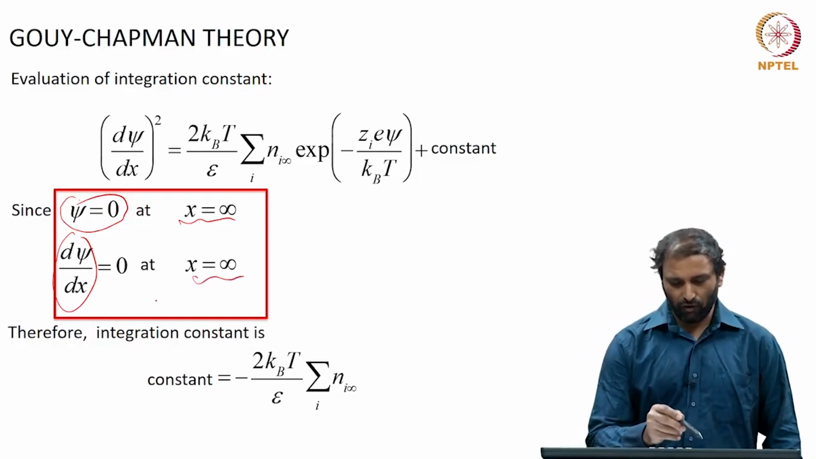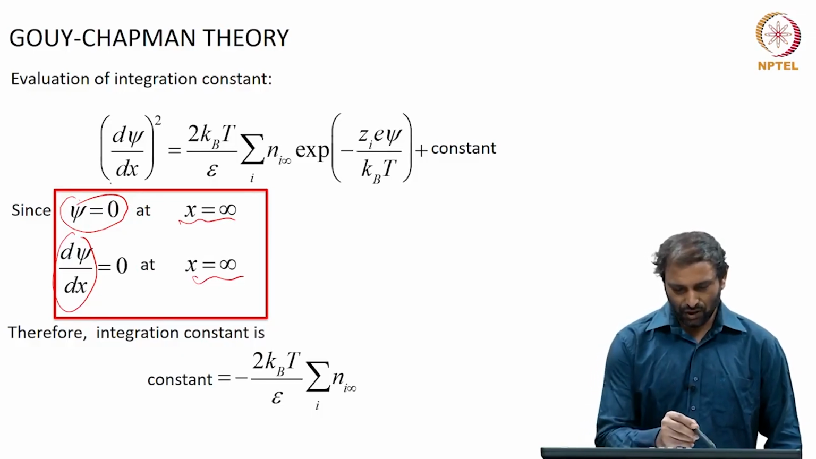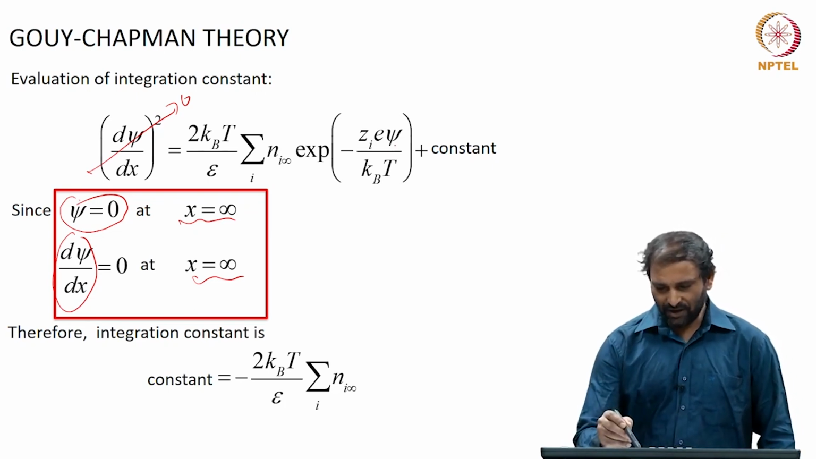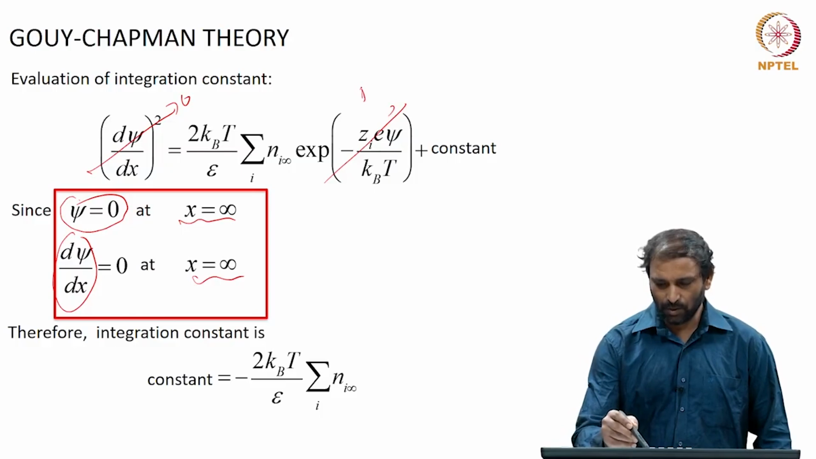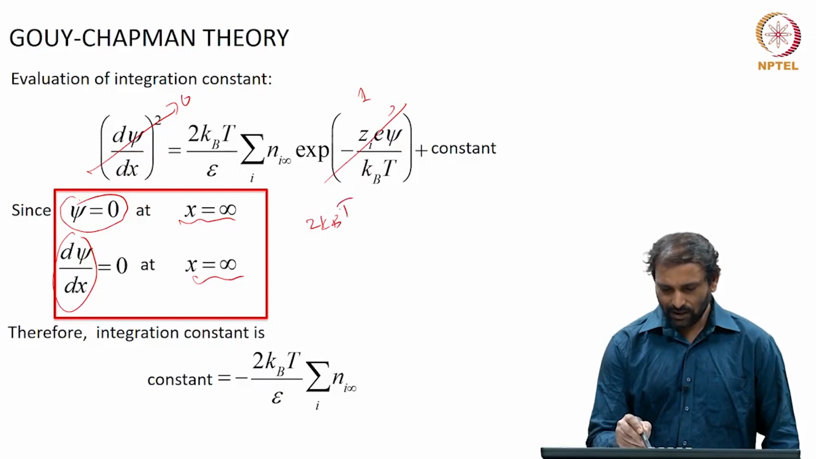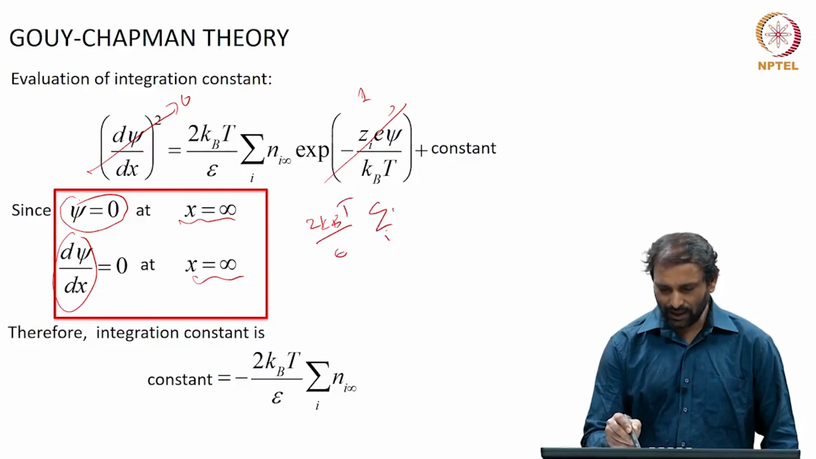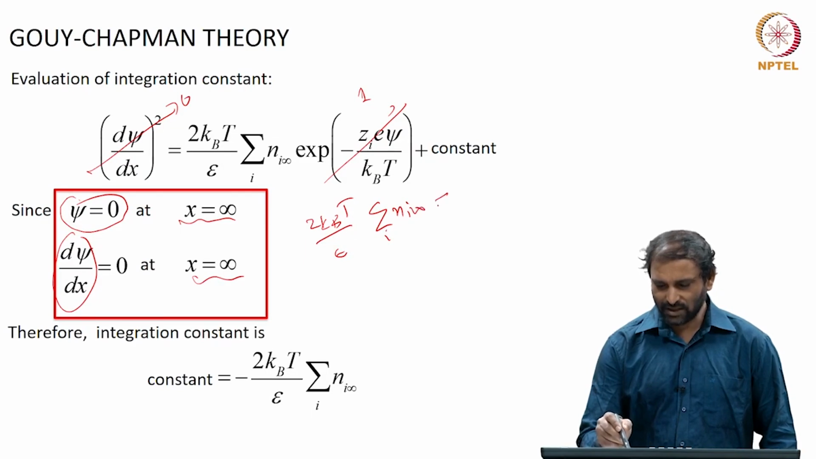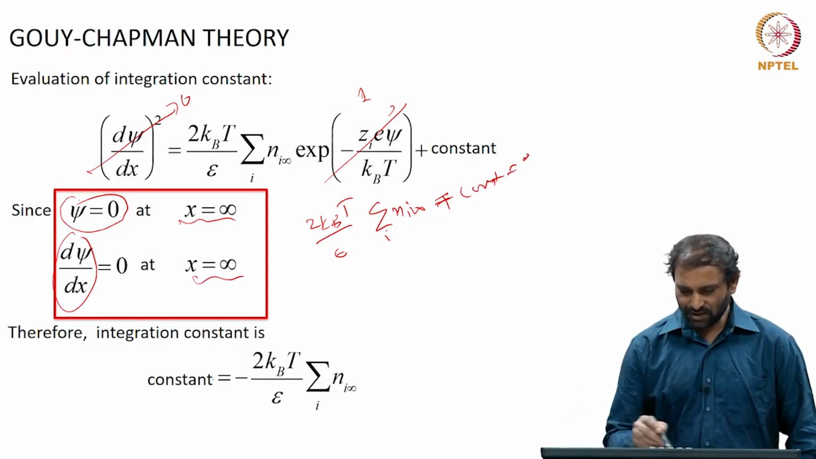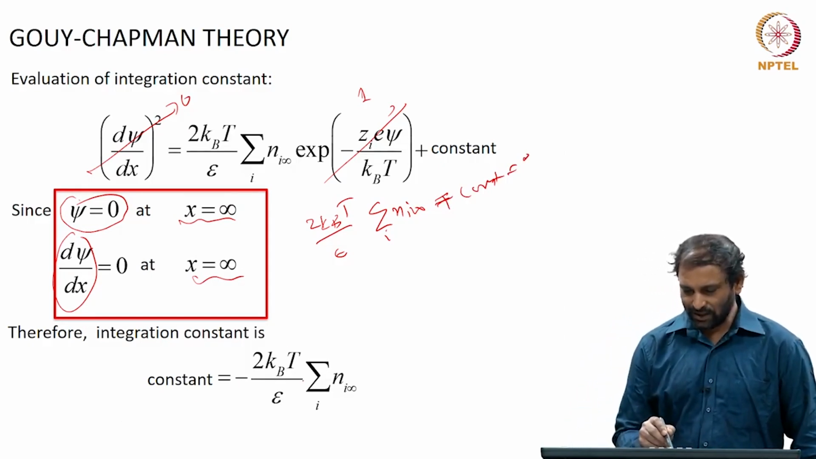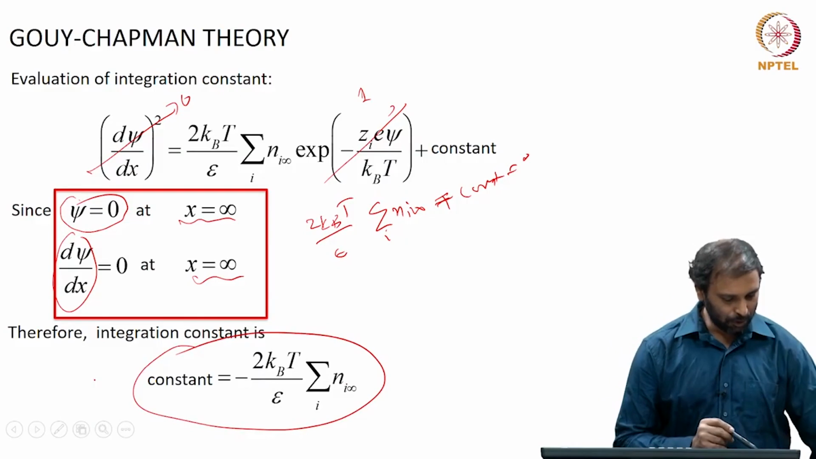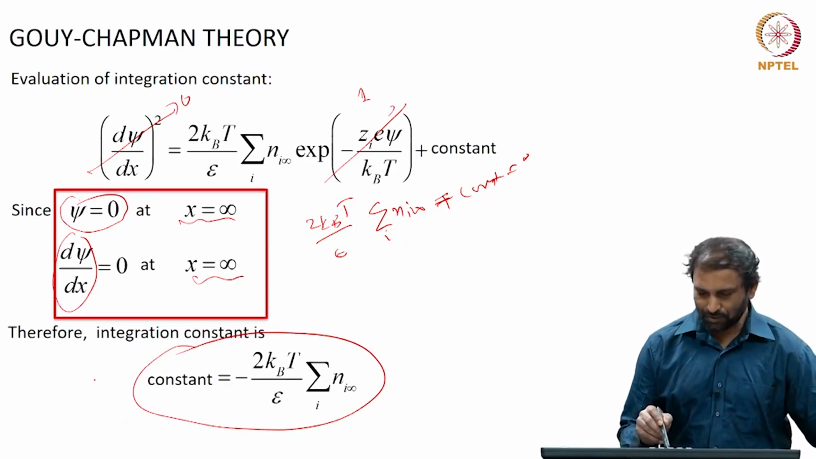So if I substitute for these conditions, this is 0, and if I substitute ψ equal to 0, this term becomes 1. Therefore, essentially I have 2kBT divided by ε, summation n_i∞, plus constant is equal to 0. Therefore, the constant essentially becomes minus 2kBT divided by ε, summation n_i∞. So we have been able to evaluate the constant.